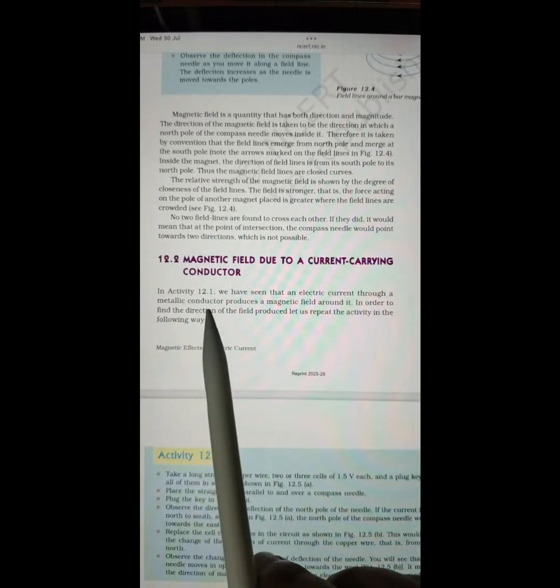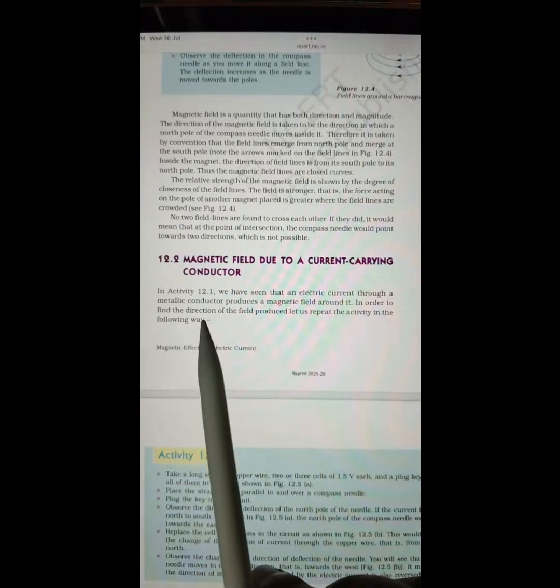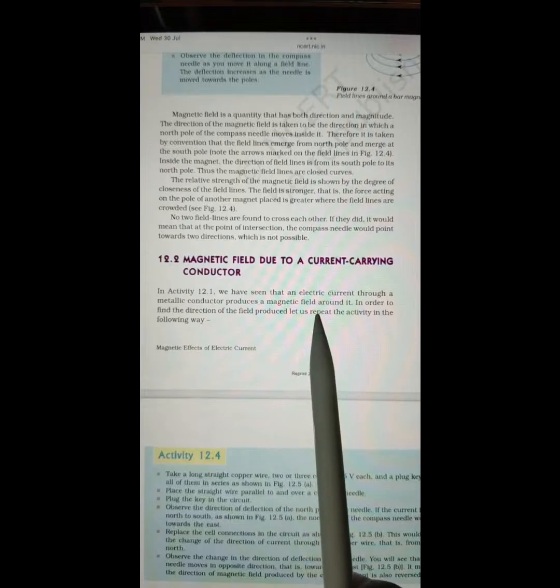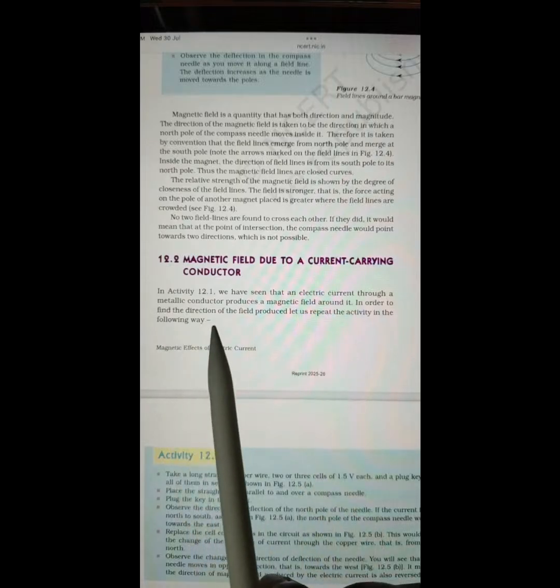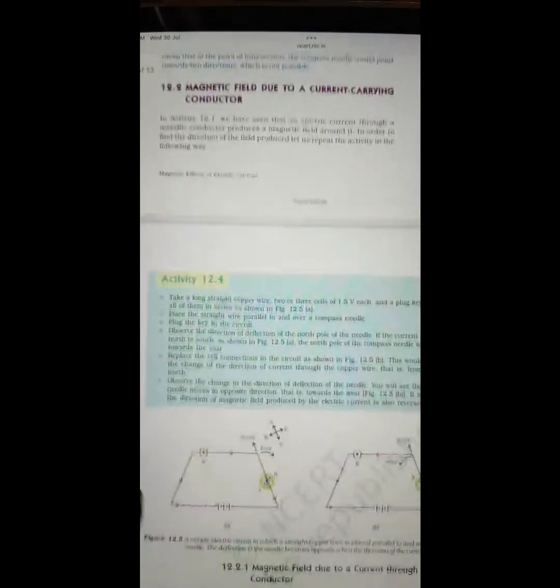12.2 Magnetic field due to a current carrying conductor. In Activity 12.1, we have seen that an electric current through a conductor produces a magnetic field around it. In order to find the direction of the field produced, let us repeat the activity in the following way.